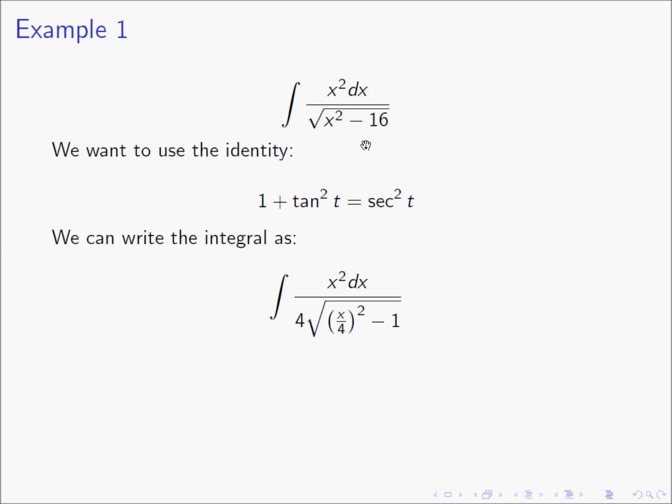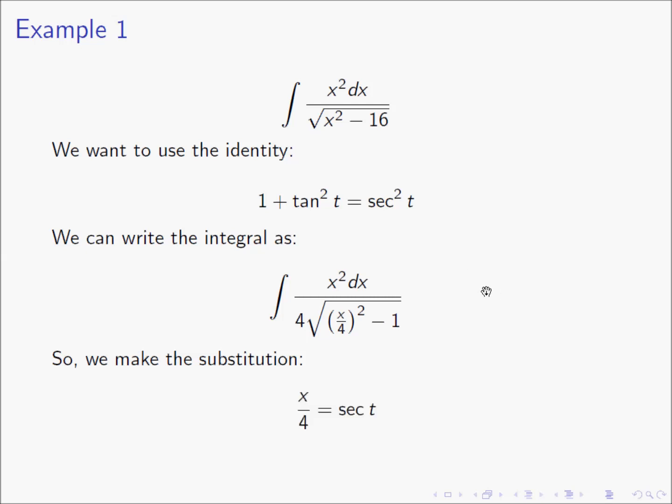Here we can factor the 16. As there is no 16 with x squared, we need to divide by 4, and we take the 16 out of the square root and we have 4. So we can write the integral like this, just an algebraic manipulation.